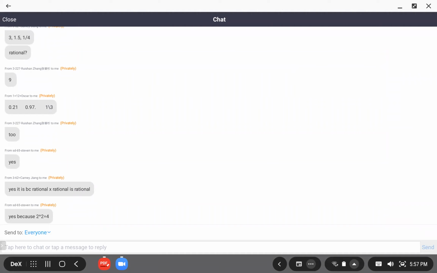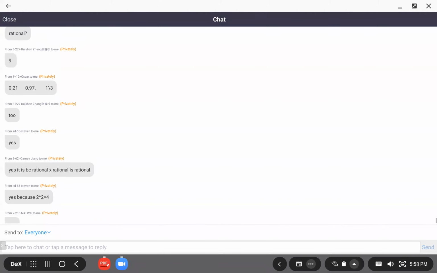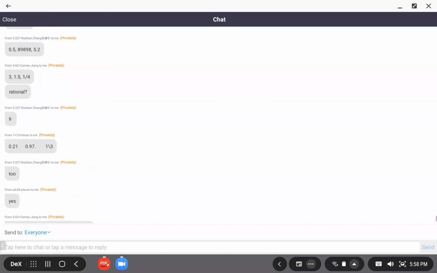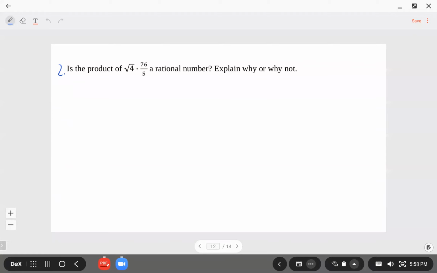Carney says yes it is, because rational times rational is rational. Yes, very good. Good job, Carney, and Stephen, and many others. So, yes, it is a rational number. Very good job.